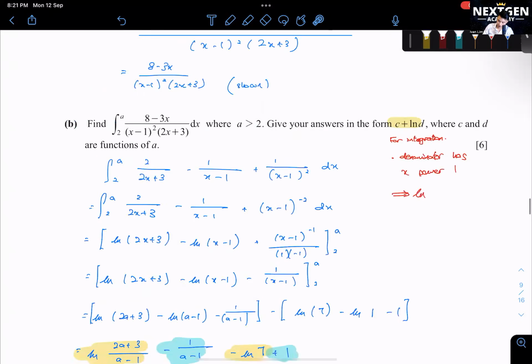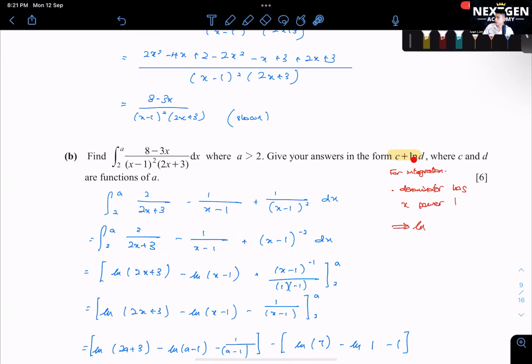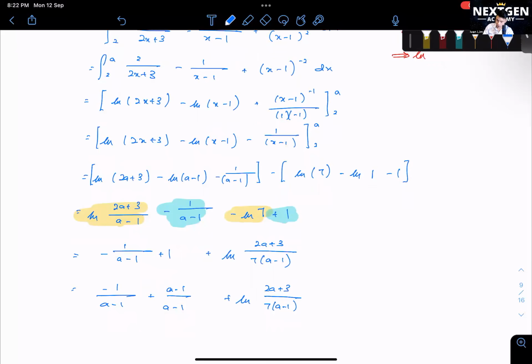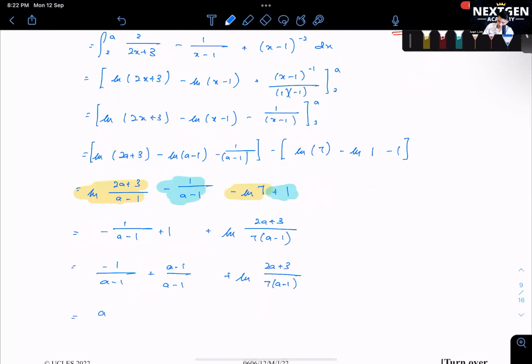For this part here, because they want the form C plus ln d, you can write it like this: negative 1 over a minus 1 plus a minus 1 over a minus 1, minus 1. Your final answer you'll get is a minus 2 over a minus 1 plus ln 2a plus 3 over 7a minus 1.